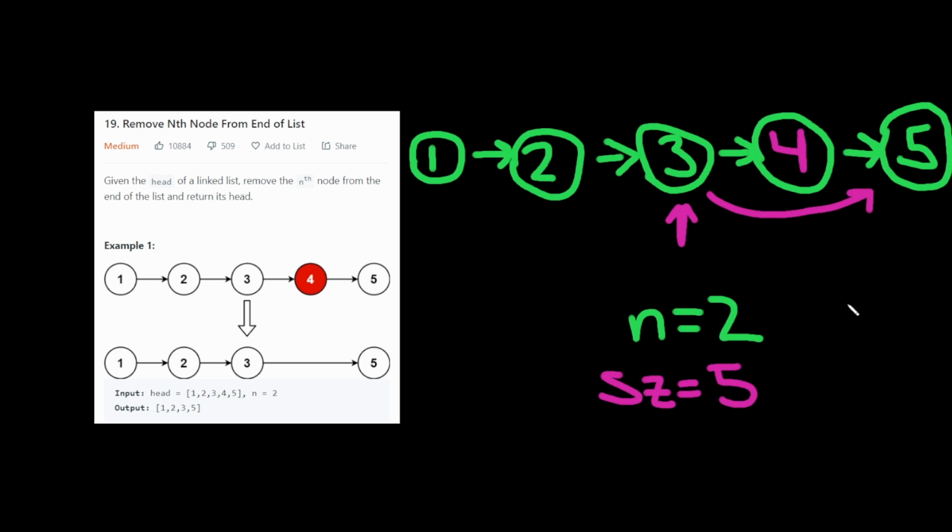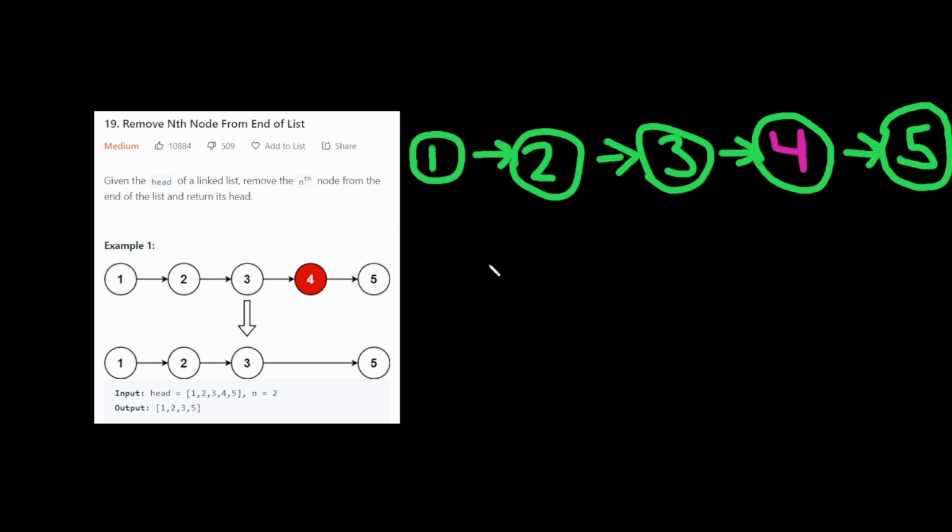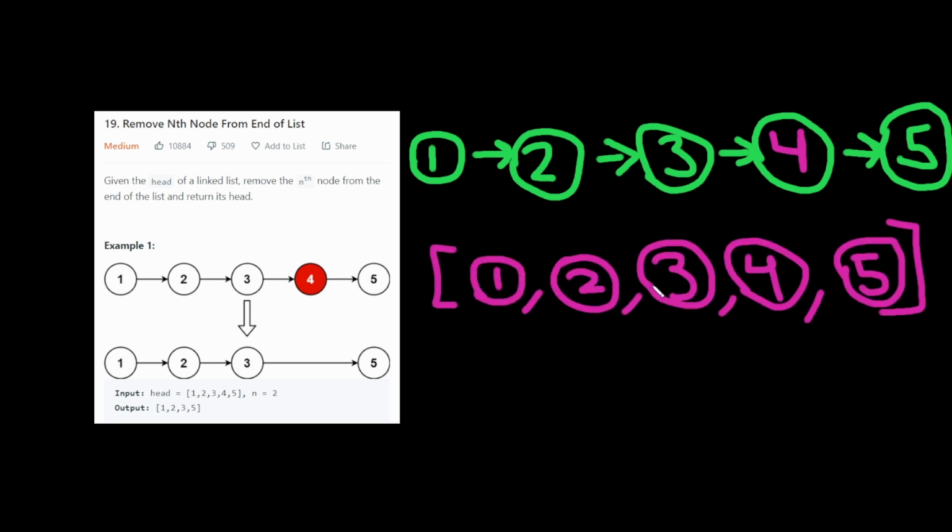But this is going through the list twice. How do we do this in one pass? The easiest way to do it in one pass is to go through the linked list and store every node into an array. Now it's very easy to get the element that we want and simply set its next to next next. Again, we do the size of the array, which is 5, minus n, which is 2, so that gives us 3, but we want to subtract 1 to get the actual index. Now we get this element right here, and we just set its next to be next next.